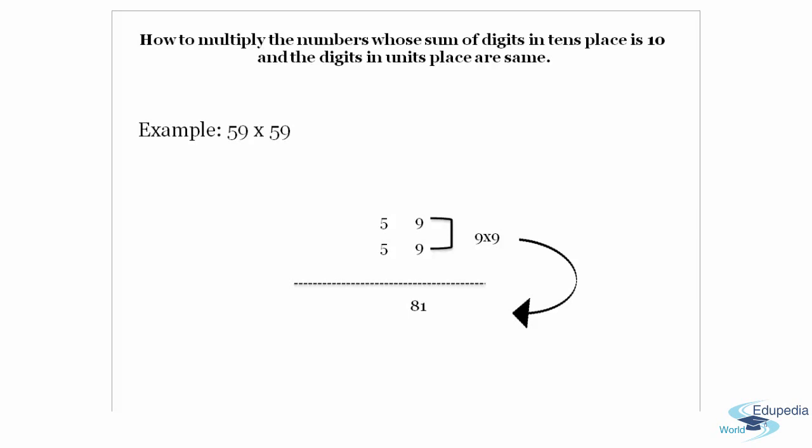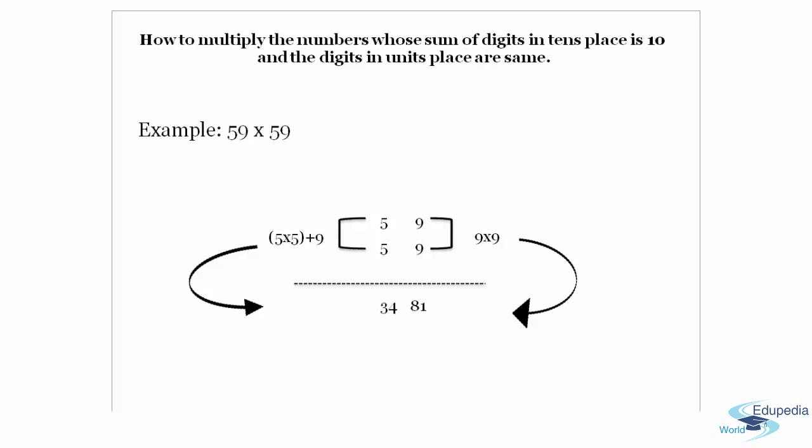Step number 2 of the technique says that you have to multiply the digits in the tens place and add the digit which is in the ones place. That is, you first multiply 5 and 5. You will get 25, and after that you add 9 to that 25. So 25 plus 9, you will get 34. And you take that 34 below the horizontal bar and write it on the left side.